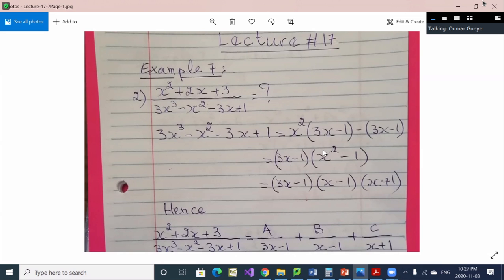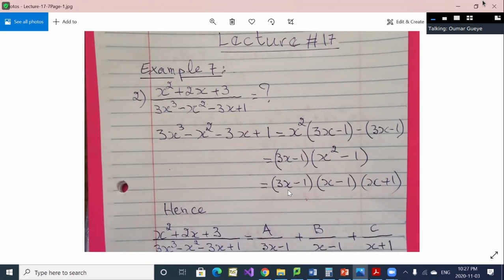This has the form a squared minus b squared, and as you know, it's going to be (a minus b) times (a plus b). So in this case, we only have 3 linear factors and there is no quadratic factor. And step 2 says from each linear factor repeated n times, you will get n terms. Here each of them is repeated just once, so each of them is going to generate only 1 term.